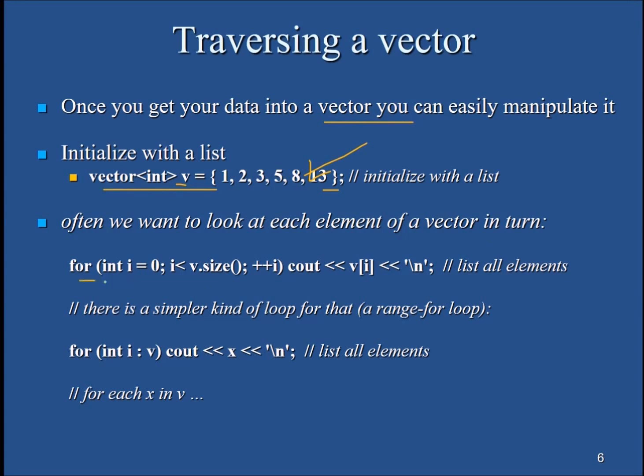Same concept we'll use, for loop v.size, and we'll just print v[i], same as the arrays we were doing. So this will list all the elements. This is a simple kind of loop for that, a range for loop. So we can change this to this form, for int i colon v.